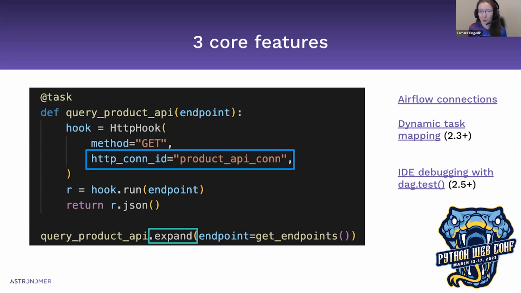Lastly, the last core feature I want to mention, because it's been highly requested, you can now use IDE Python debugging with your Airflow DAGs by using the dag.test function. Daniel is going to show you an example of using this with the AstroPython SDK. It has been very recently added in 2.5 and something that we're super excited about because it just makes the developer experience so much better.